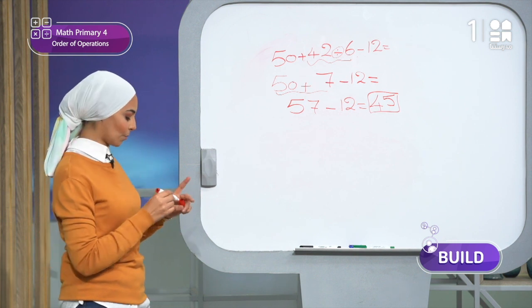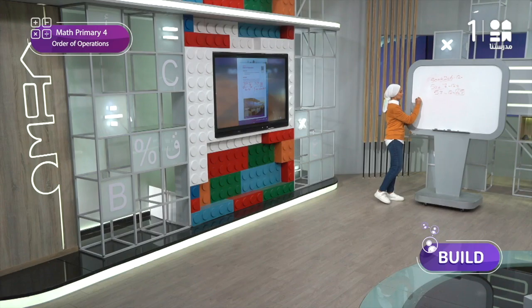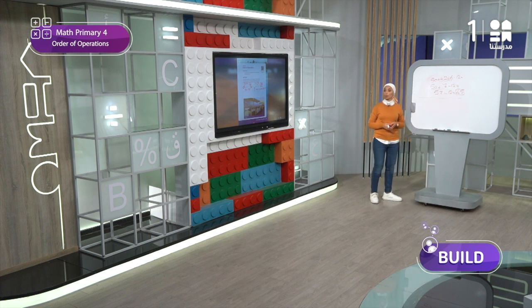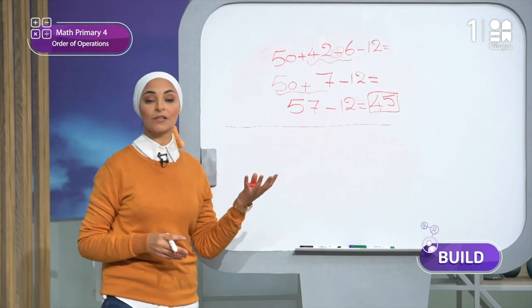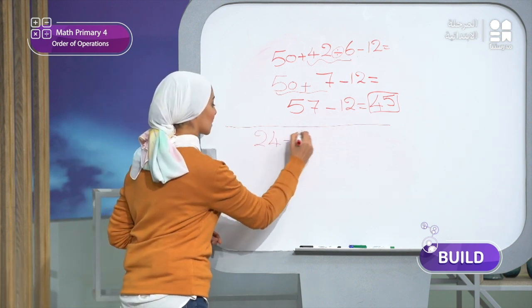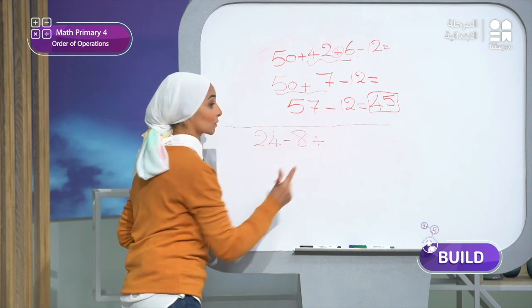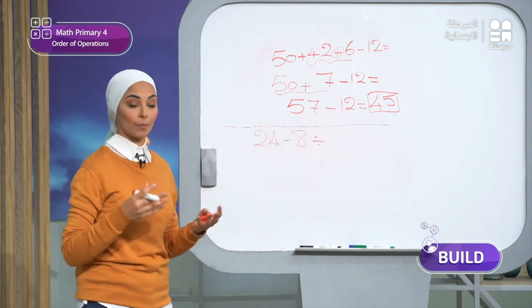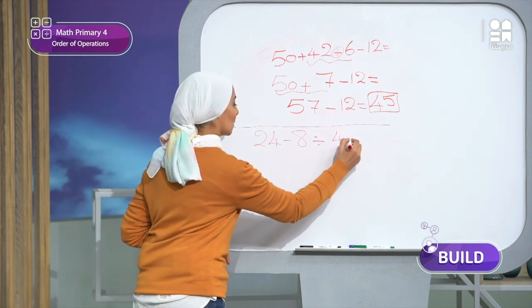Let's write the equation together. Okay, let's write it here. The first equation is telling me 24 minus 8 divided by 4 plus 6. 24 minus 8 divided by 4 plus 6.